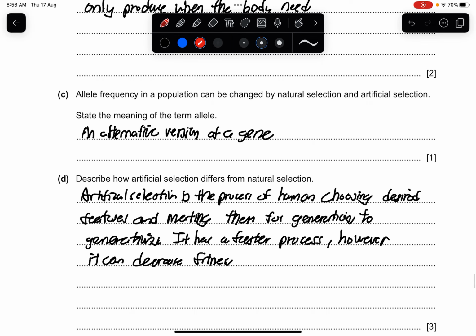Okay. Part D, describe how artificial selection differs from natural selection. So just saying, what's the difference of artificial selection compared with natural selection. Artificial selection is the process of humans choosing desired features from animals and mating them together for generations to come. This is to breed so that they can survive. And technically artificial selection is a much faster process than natural selection, because natural selection takes a long time to get the features. However, this can decrease the fitness and decrease the biodiversity of these animals being artificially selected.